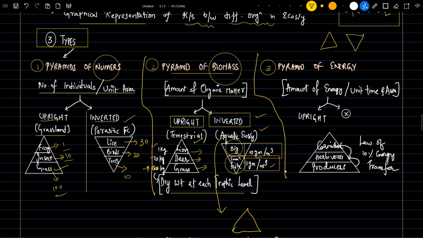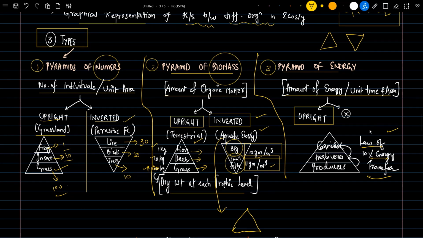Next, the third type is the pyramid of energy. So, what does pyramid of energy mean? It is the total amount of energy per unit time in a unit area. So, it can only be upright. It cannot be inverted. So, why? There is a simple reason because of the law of 10 percent energy transfer. Because of this law, what does it say?